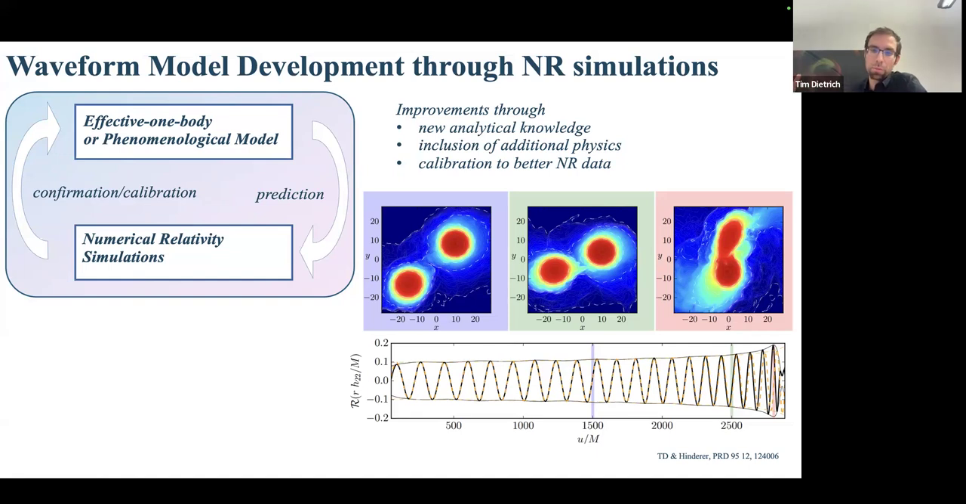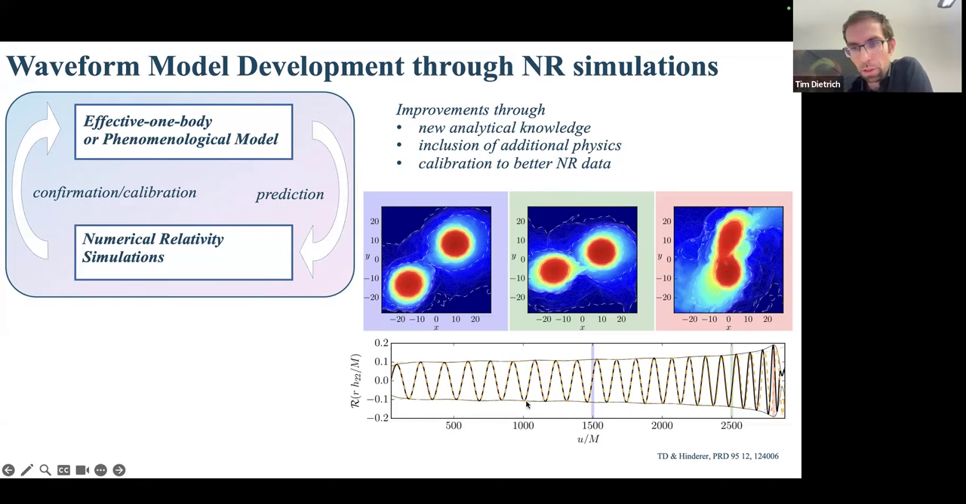For example, if you have resonant modes of the neutron stars, if you incorporate these kind of things, you make your model physically more accurate. So you improve your model and you add more physics, which can be very useful. And last but not least, and the most important for the rest of the talk, is basically you need better NR data to actually do better calibration.